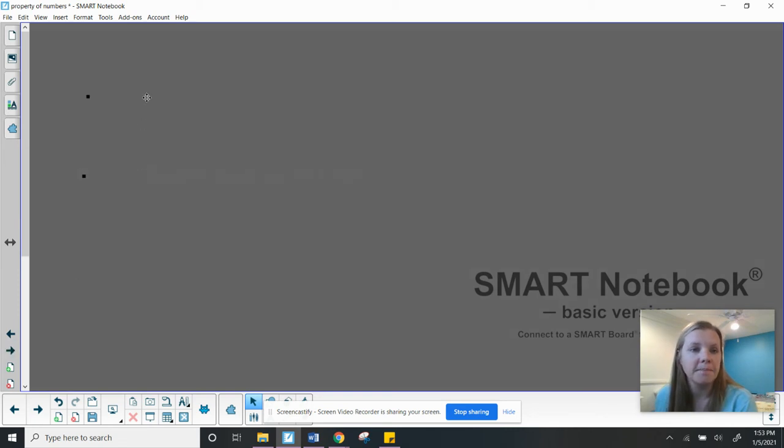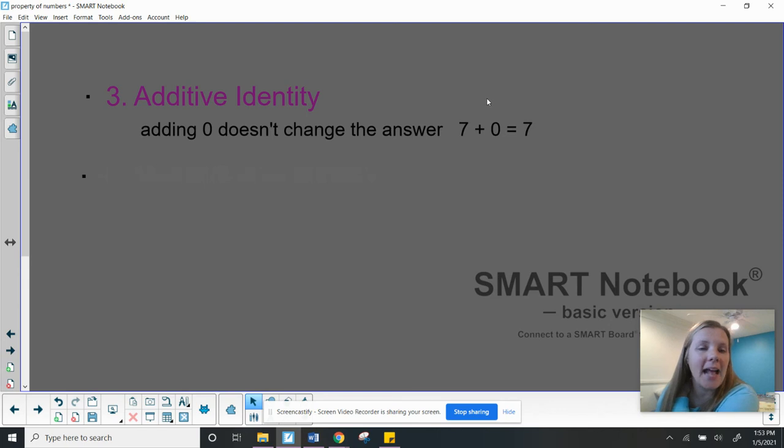Okay, 2 more. The next one is the additive identity. It's another kind of confusing name. It's called the identity property of addition. It's much longer. I guess it's not confusing, it's just longer. The identity property of addition, or the additive identity. And this says that adding 0 doesn't change the answer. You can add 0 to anything, and the answer is still the same. 7 plus 0 is 7.